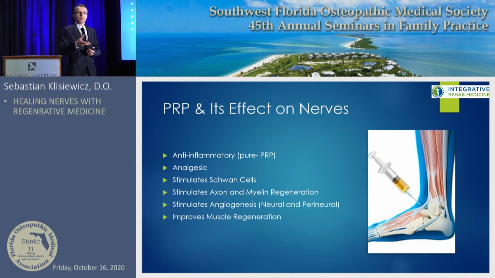Once we get the PRP that has a lot of the leukocytes, it tends to be a little bit more inflammatory, so we don't use that around nerves. It can be analgesic. I have patients where I've injected PRP, and the next day they're like, wow, everything feels so much better. And there are some patients that say, no, they're sore, so it can go either way. But PRP can be very analgesic. It stimulates Schwann cells. It stimulates axon and myelin regeneration, stimulates angiogenesis, and it improves muscle regeneration.